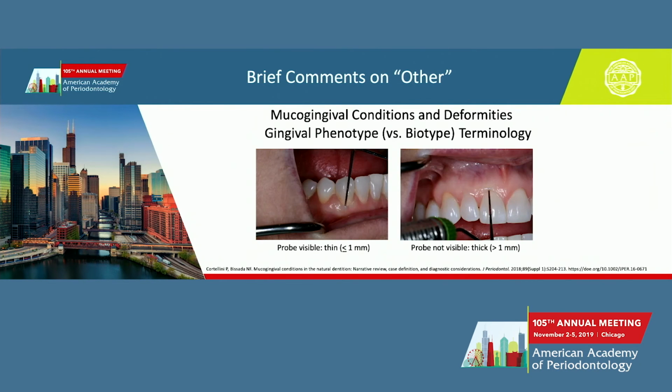Now, mucogingival conditions, the gingival phenotype versus gingival biotype, we've moved into the gingival phenotype fairly easily. And the best way for us to share that information was the visual test. So we instruct the students, place the probe in the marginal gingiva. If you see the gray hue of the probe outlined, as on the left, then that's a thin phenotype. If you don't see the gray hue, then that's a thick phenotype. In this particular case, it's from the same patient. So they understand that it can vary in different sites for the patient. So this has been very helpful to get the point of a thin phenotype across.